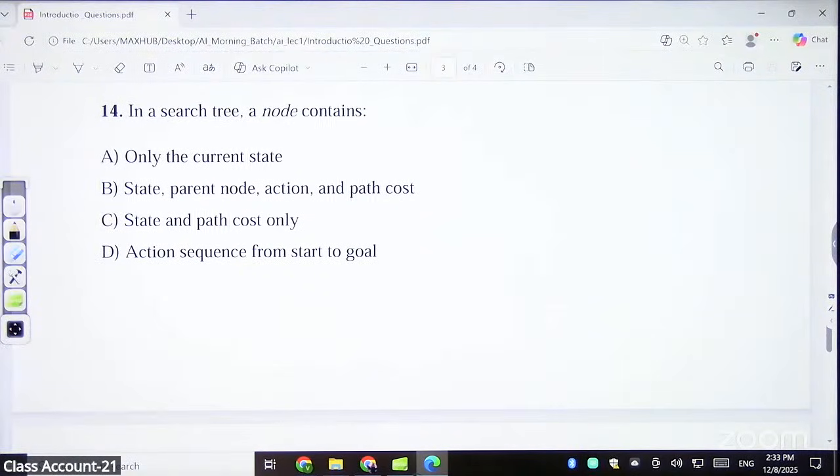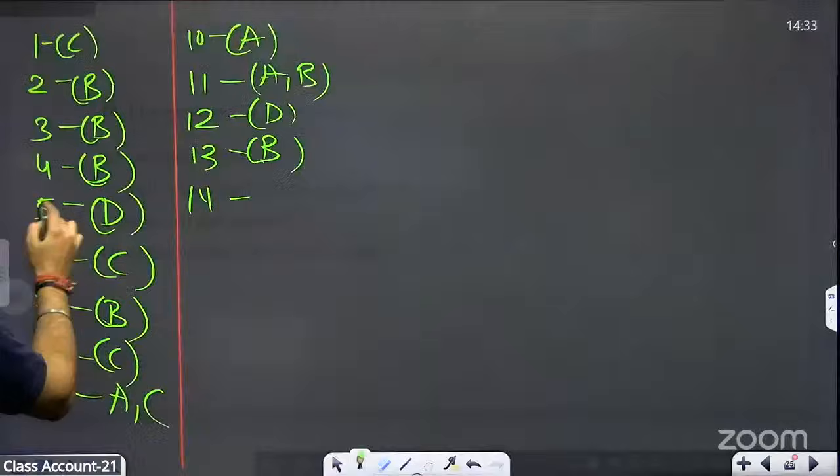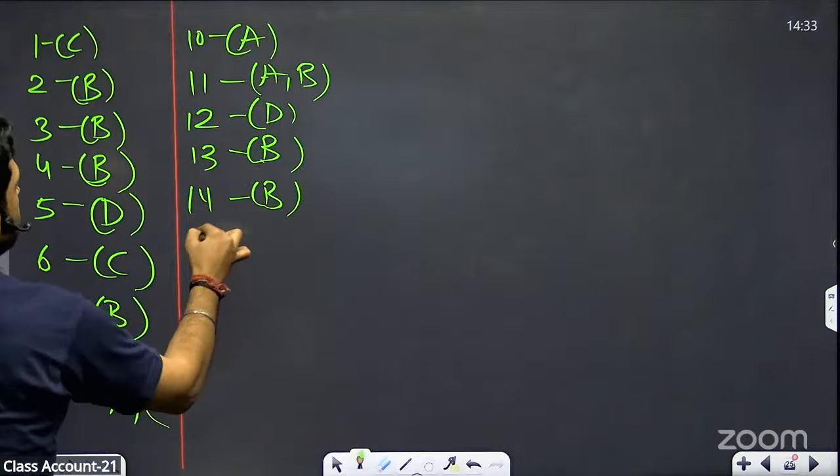Correct. In a search tree, a node contains, I think we have done this already. So state, parent node, action, and path cost. We have already done this.